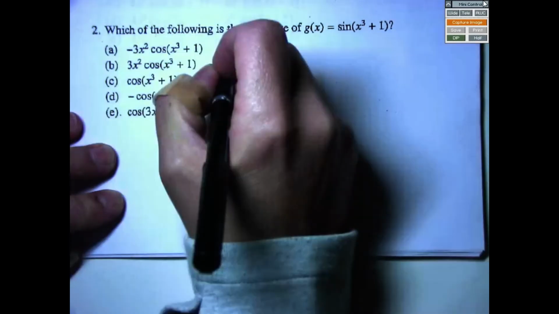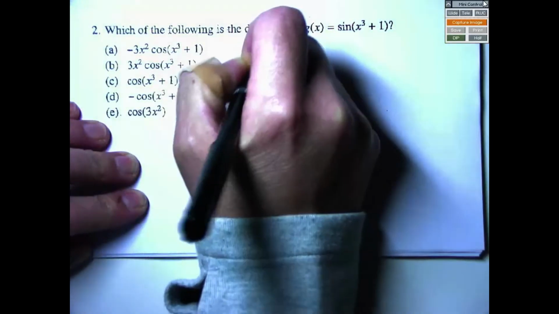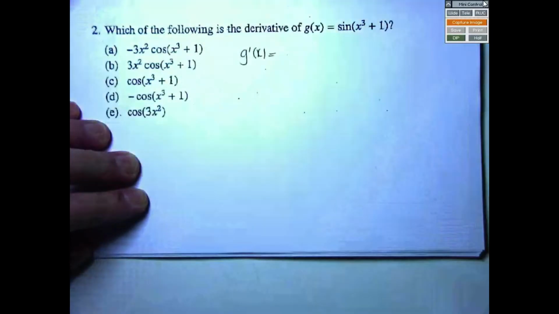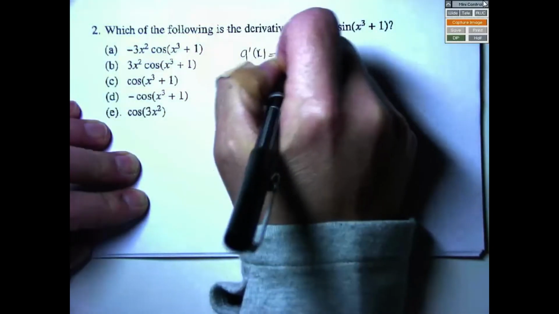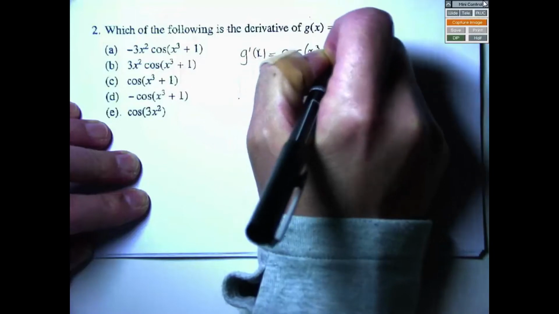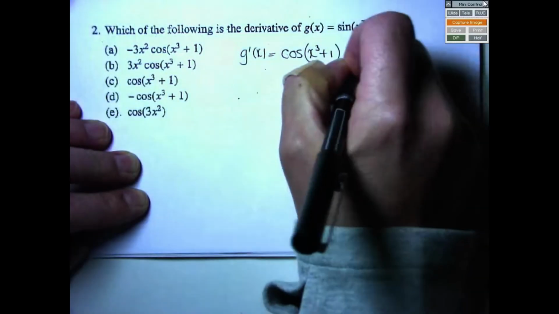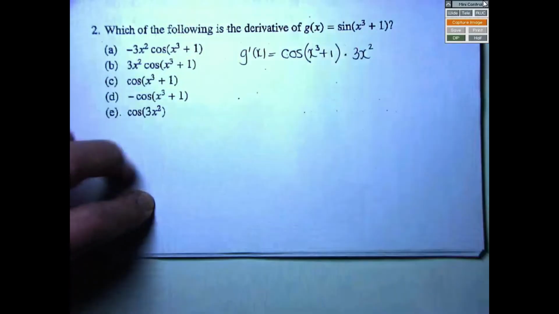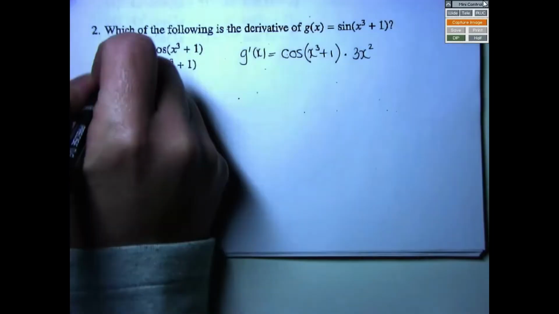So the derivative, g prime of x, will be equal to the derivative of sine, which is cosine, and I'm going to leave the inside alone, x cubed plus 1, times the derivative of the inside, the derivative of x cubed plus 1, which is equal to 3x squared. All right, let's see. The answer here is going to be answer B.